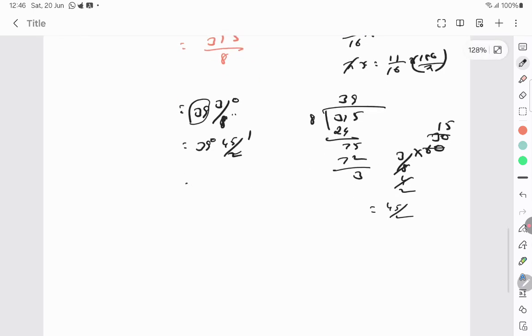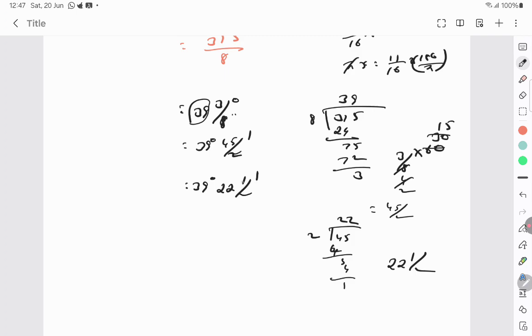Again, you can't have a fraction, it should be a whole number. 45 divided by 2: 2 22s are 44, the balance is 1, so it's 22 1 by 2 minutes. This 1 by 2 in turn has to be converted into seconds. Multiply by 60, so 39 degree, 22 minutes and 30 seconds is the answer for this question.